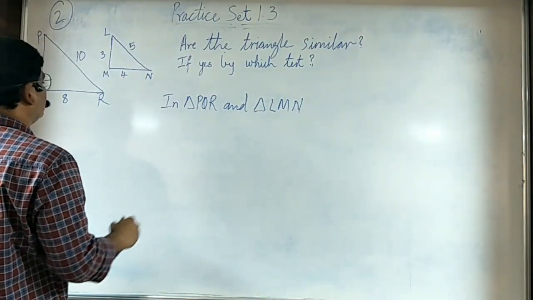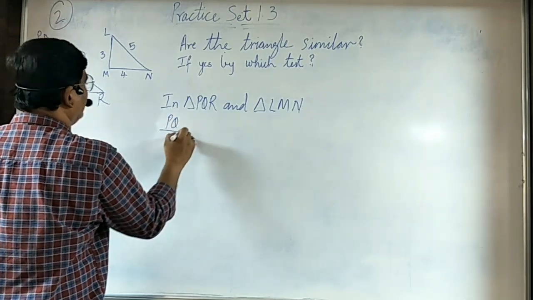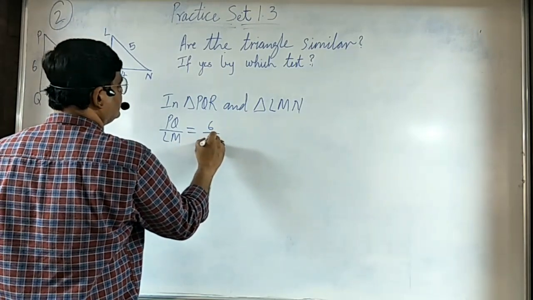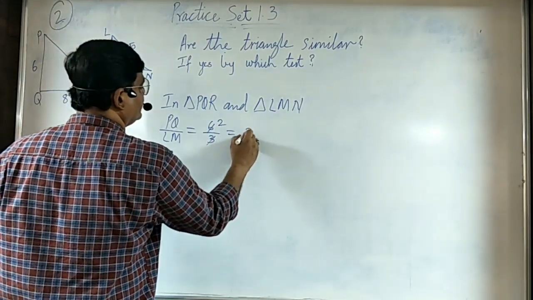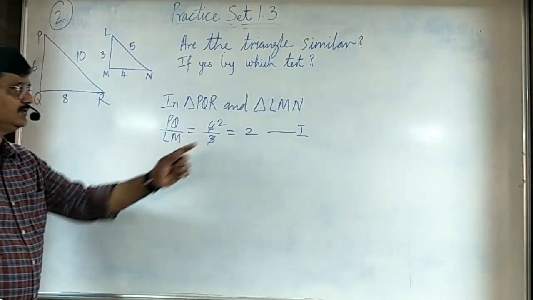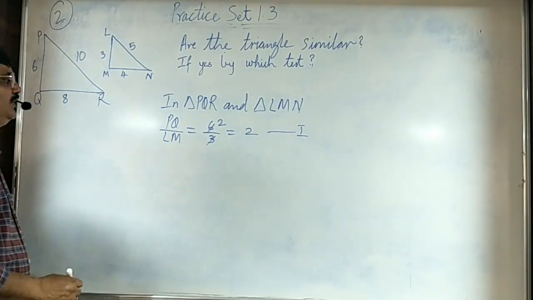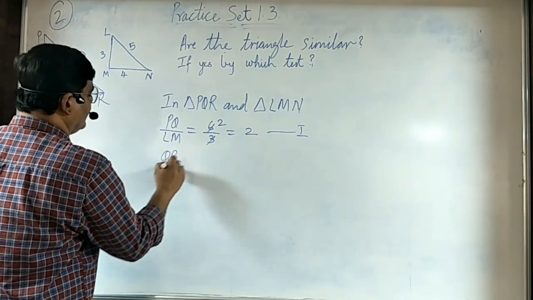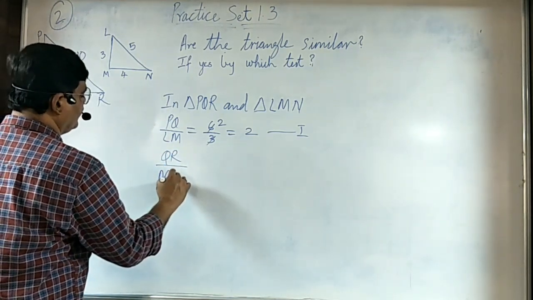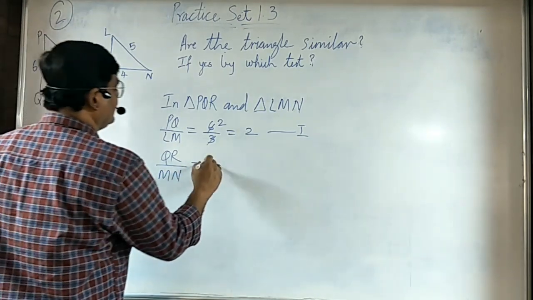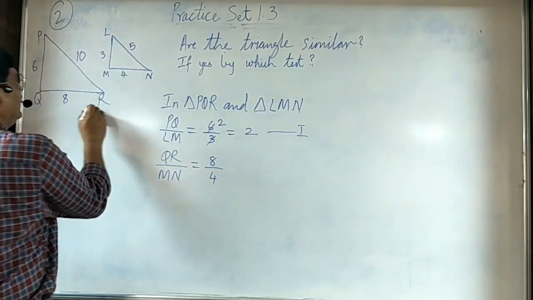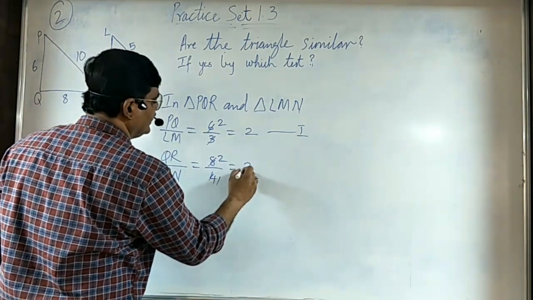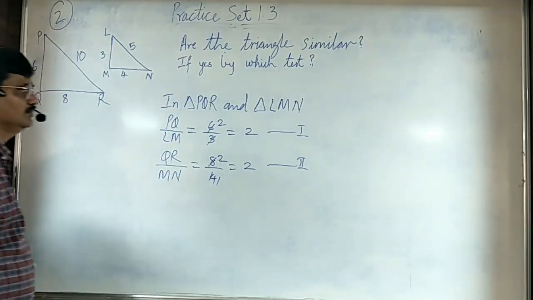Now in this case, can I take the ratio PQ upon LM, the ratio of the corresponding sides? That is 6 upon 3. 3 ones are 3, 3 twos are 6, so you get 2. So statement number 1: PQ upon LM is equal to 2. Next we have QR upon MN, that is 8 upon 4. QR is 8, MN is 4. Look at the diagram also. 4 ones are 4, 4 twos are 8, and you get 2 here also. Can you see the ratio? You are getting 2.